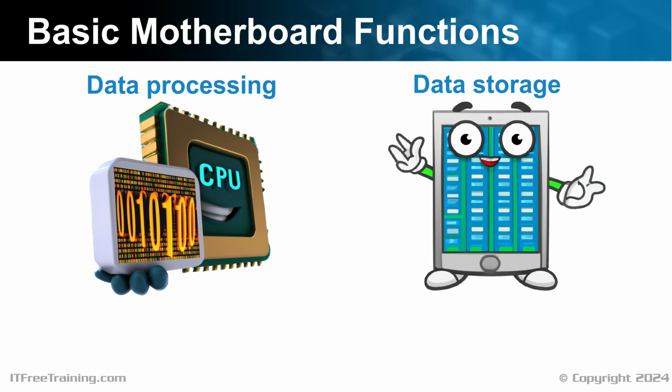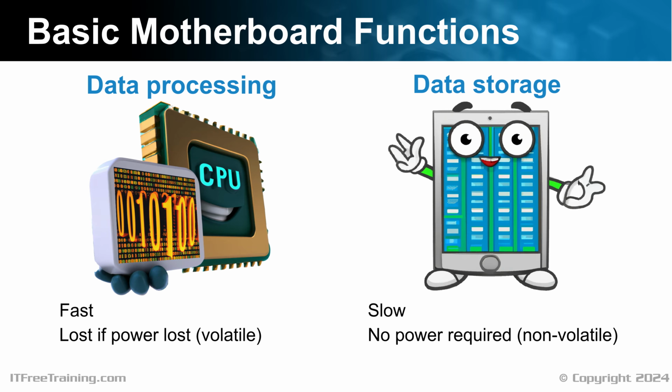When it comes to basic functions, a computer's functions can be generally broken down into data processing and data storage. Data processing needs to be fast. In order to be fast, the trade-off is that it generally requires power to operate. Thus, if the power is lost, the data is lost. This is referred to as being volatile. In contrast, data storage is generally slower. It is slower because, as a trade-off for speed, it does not require any power to keep the data intact. This is referred to as being non-volatile.